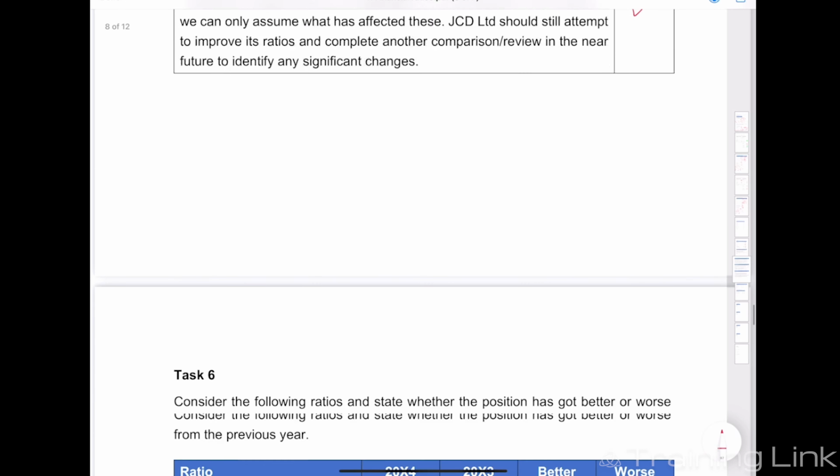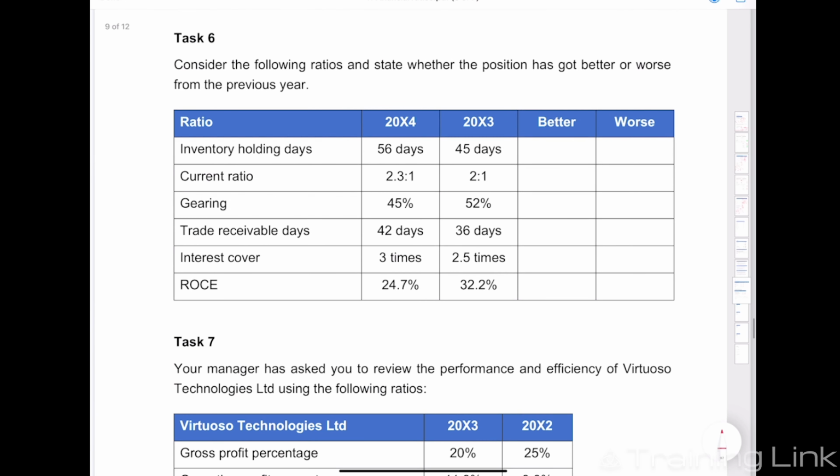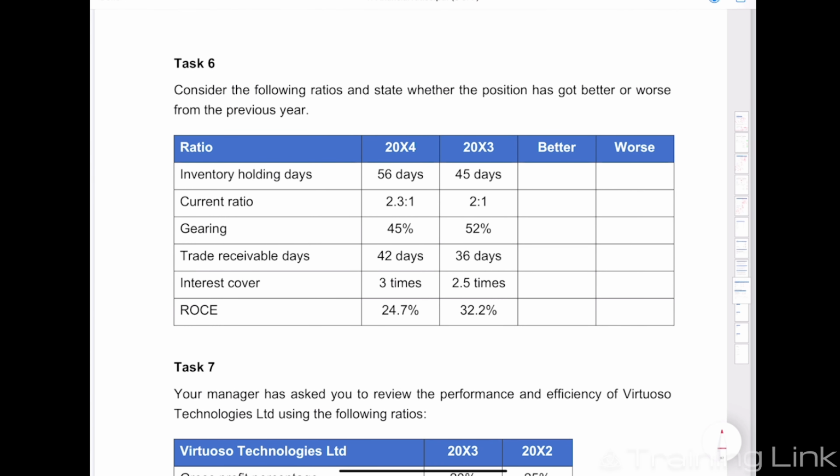Moving down then to task 6. Consider the following ratios and state whether the position has got better or worse from the previous year. So we've got 2013 on the right, 2014 on the left, and we need to determine for each of these whether they are better or worse.